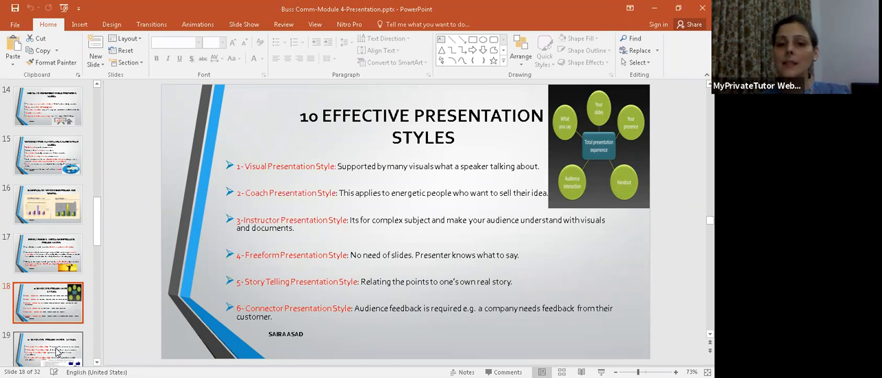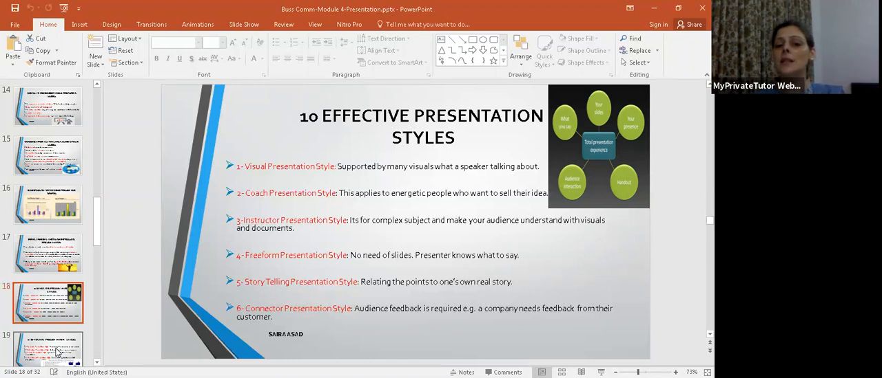The post presentation style is a different style that people opt for. It applies to energetic people when they want to sell their idea. They make quick slides and show them to the audience or the customer. That style is known as the coach presentation style. No details, just the targeted things within the presentation.